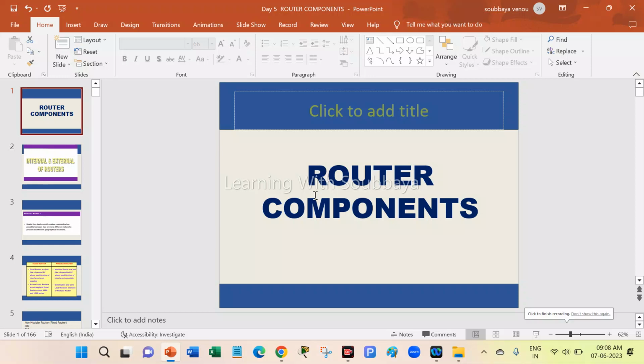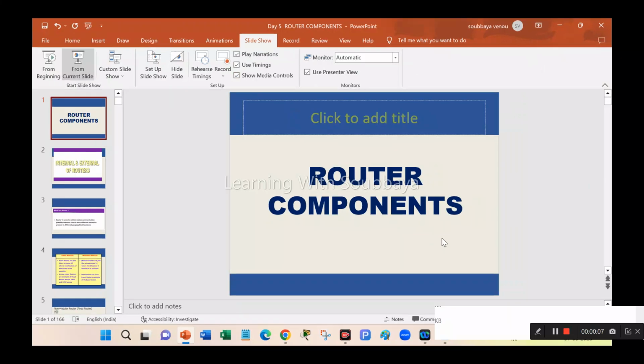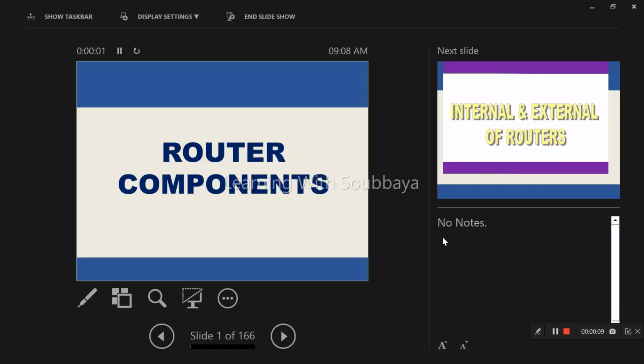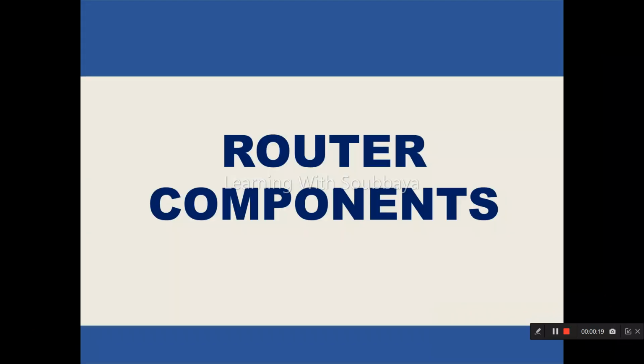Router component. This is a topic we are going to discuss today. So we already studied about router, right? What is a router? A router is a networking device. It operates in layer 3. It is used to connect two different networks. That is the purpose of a router.